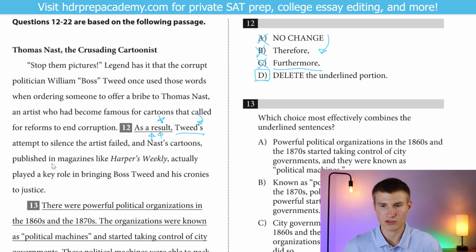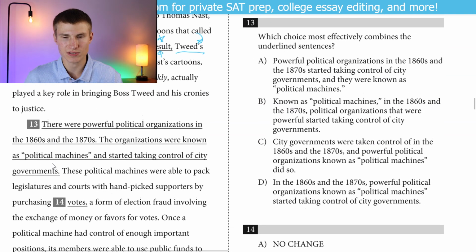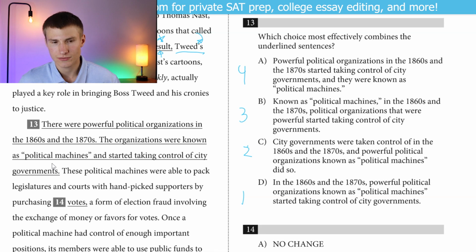All right, let's go ahead and keep reading. So question 13, combining sentences again. We're going to use that same strategy I talked about, starting with the shortest answer first, and then we'll go up from there. So I can go ahead and mark the order that I would approach these in. If we take a look at D, I'm going to start reading with answer choice D.